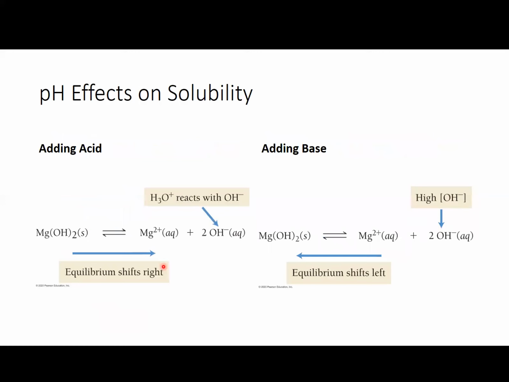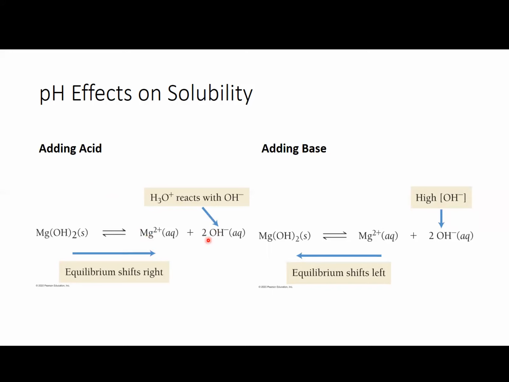We can use solubility as well with pH. So let's say I've got magnesium hydroxide and I'm going to add acid to the solution. Every time I add acid, my H plus is going to react with something. Not this, because that's a solid, so it can't react with it. It's not going to react with this because that's positively charged as well. It will react with this to form water. So that's basically drawing this out of solution.